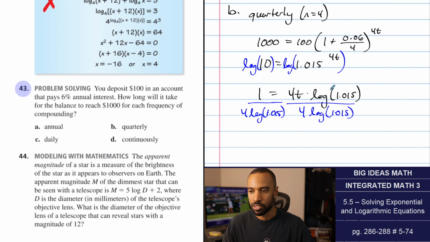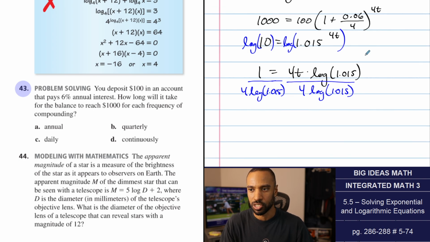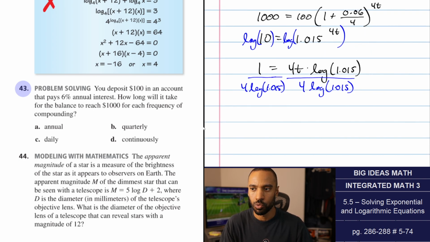Now, I don't know the answer. All I know is it should take less time for quarterly than it should for annual, given everything is the same. Quarterly compounding versus annual will be more money over the same amount of time, or less time for the same amount of money. And same with daily coming next on part C.